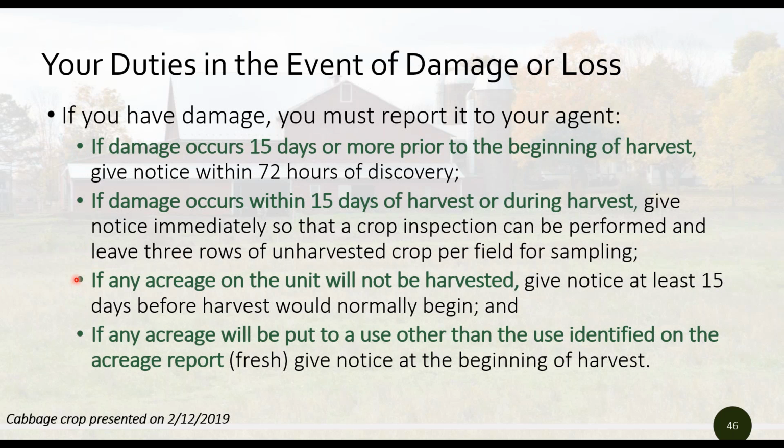The third category is if any damage or if any acreage on the unit will not be harvested, you need to give notice at least 15 days before harvest would normally begin. And last but certainly not least, if any acreage will be put to a use other than the use identified on the acreage report, such as fresh going to processing, you need to give notice at the beginning of harvest.